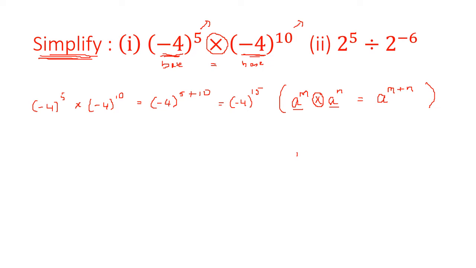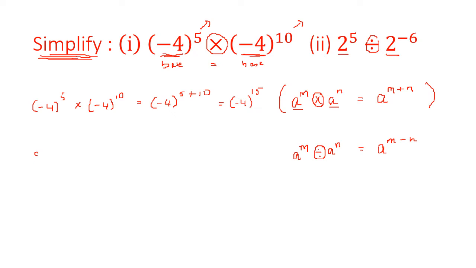Then we have a raised to m divided by a raised to n. The base has to be the same. Check. 2 raised to 5, 2 raised to -6. The base is the same and there is a division sign. So what does the law say? The base remains the same and you have to subtract the powers. Because there is a division sign, you subtract the powers.